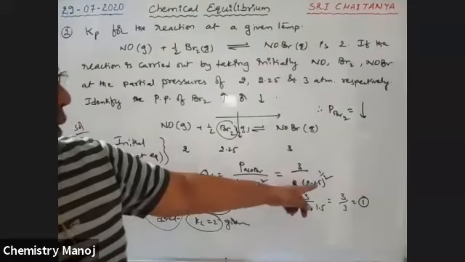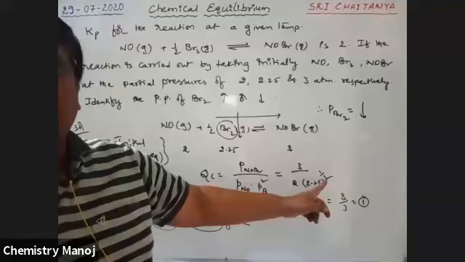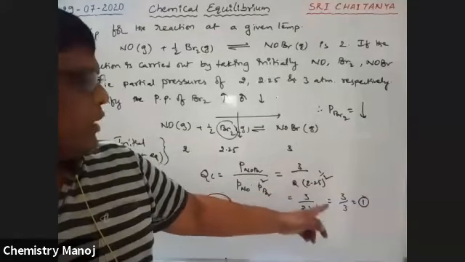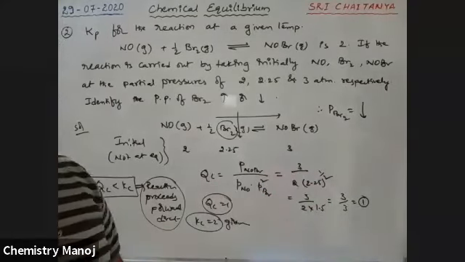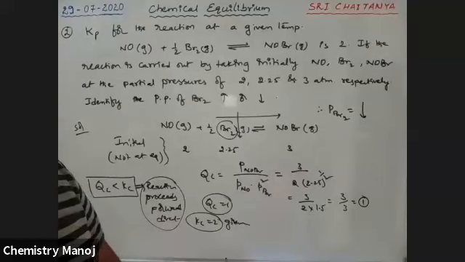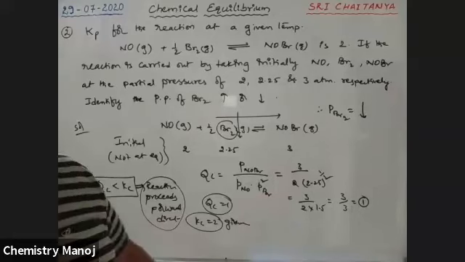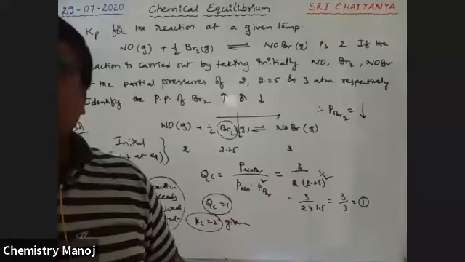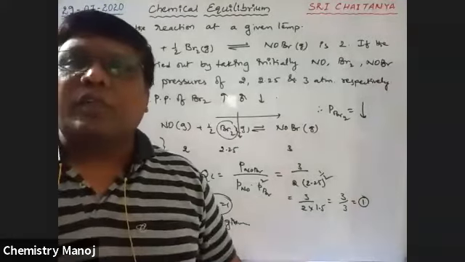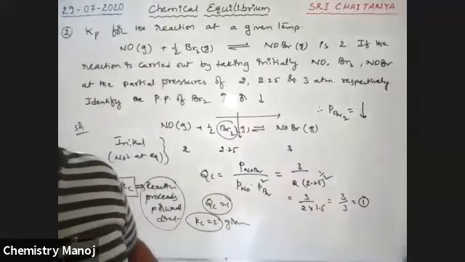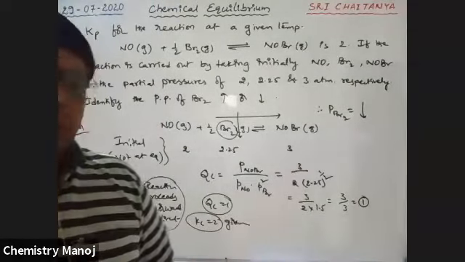It is 2.25 whole power 1 by 2. The square root of 2.25 is nothing but 1.5. So the answer is correct. Do you have any doubt based on this problem? Is there any doubt? This is the way to solve the problem. Next one.